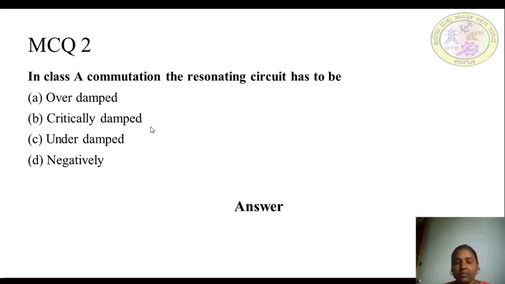The answer is underdamped. So the oscillations have to be underdamped in nature, that is, they have to die out after some period of time. Then this commutation is going to work properly. So in the class A type of commutation, the resonant circuit will be underdamped in nature.